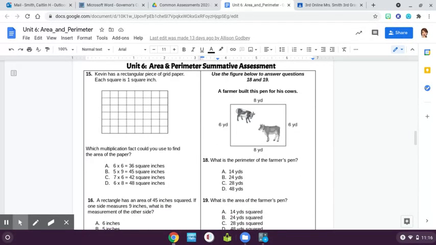Question 18. We're going to be using this fence right here for the cows. What is the perimeter of the farmer's pen, which is the fence? So they want to know what the perimeter is. So you need to add up all the sides. 8 plus 6, 8 plus 6.